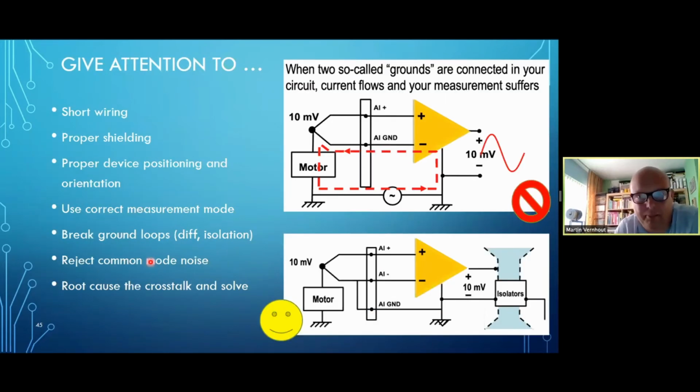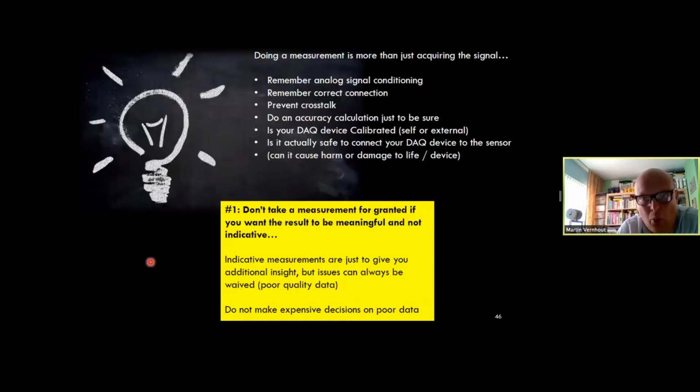Read it later. So give attention to short wiring, proper shielding. Make sure that you do it in the right measurement mode, single-ended, differential, break your ground loops, reject common mode noise, and root cause the crosstalk and solve it, because if you leave it there, you do not have it under control. So that leads to the first conclusion there. Don't take a measurement for granted if you want the result to be meaningful and not indicative. Do not make expensive decisions on poor data. Sounds like an open door, I think it is, but it's good to state it anyway.